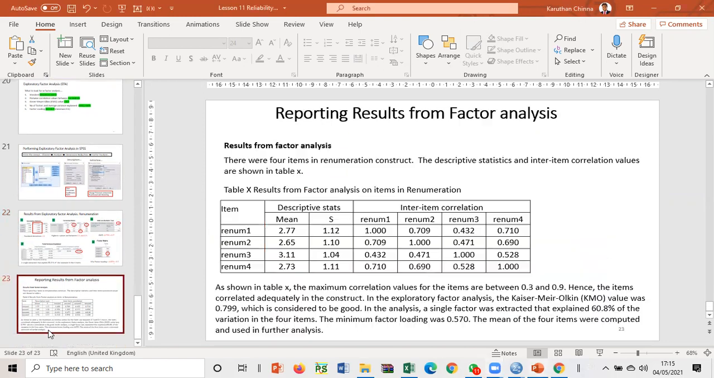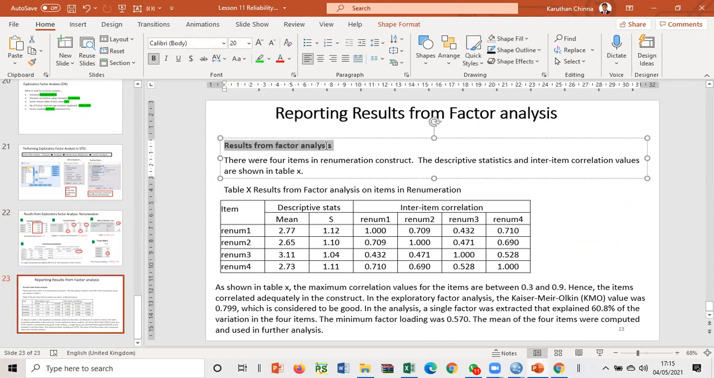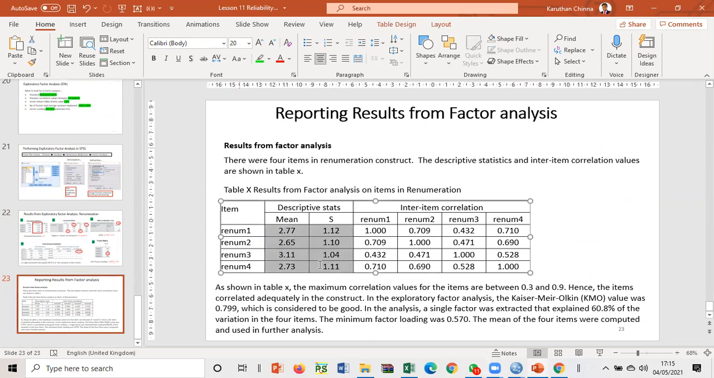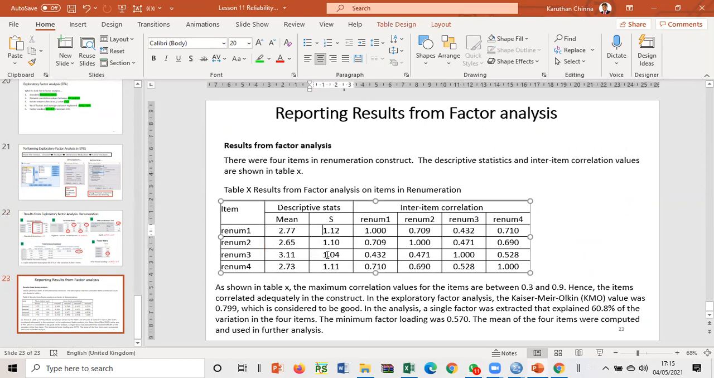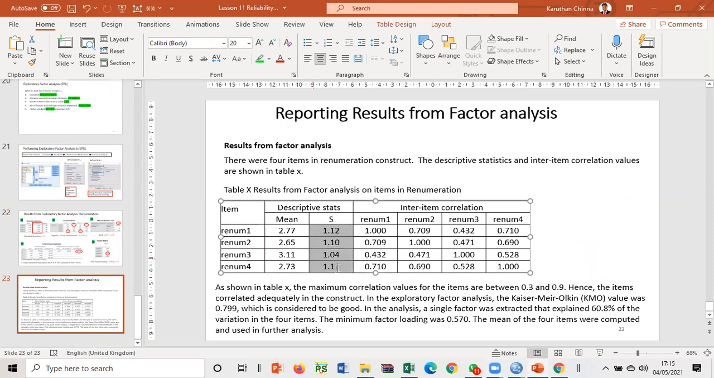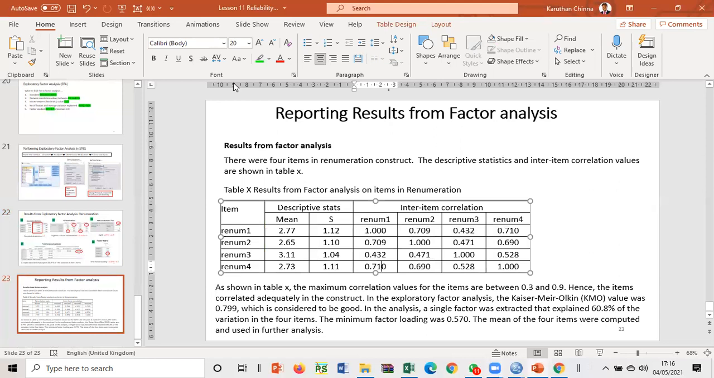So this is how the writing is going to be. Result from factor analysis: there were 4 items in the remuneration construct. Descriptive statistics and inter-item correlation values are shown in table X. This is descriptive; we look at the standard deviation, and they are more than 0. And this is a correlation matrix. The highest value in each column, are they all more than 0.3?